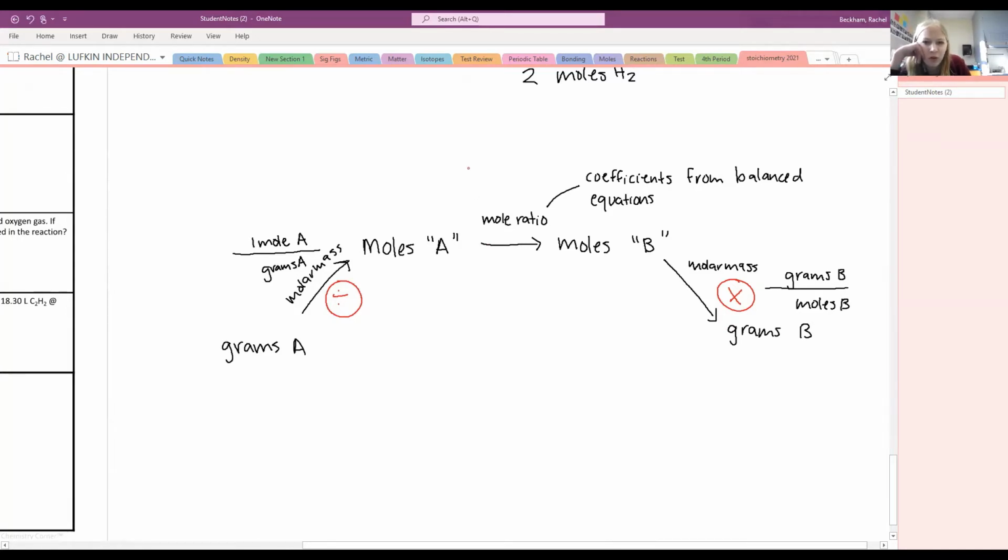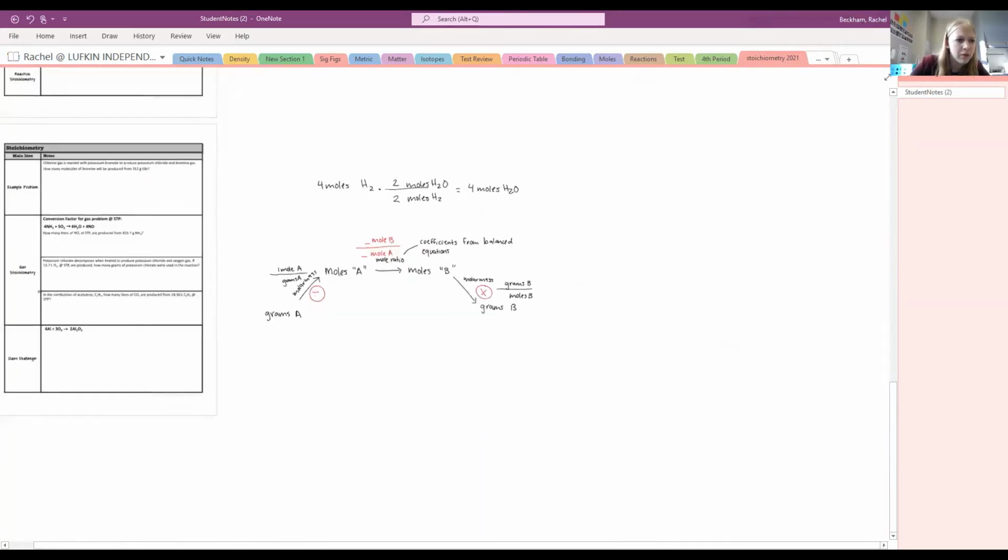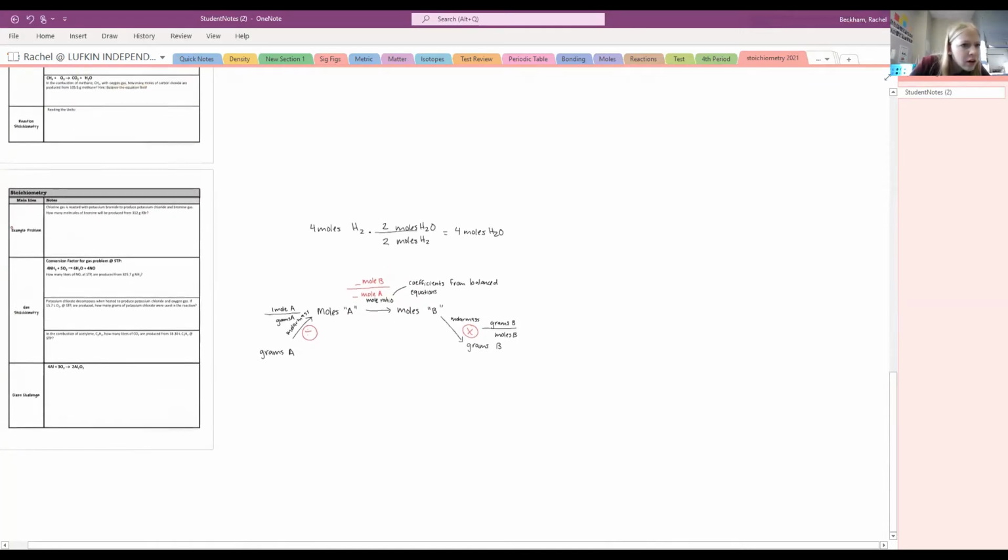And then this mole ratio in the middle, if you want to be really specific, the moles of B with the coefficient would be on top. And the moles of A with the coefficient, whatever that is, would be on the bottom. Okay, so we're going to refer to that when we do some more of these problems. So I'm going to work a couple of these problems with y'all now.